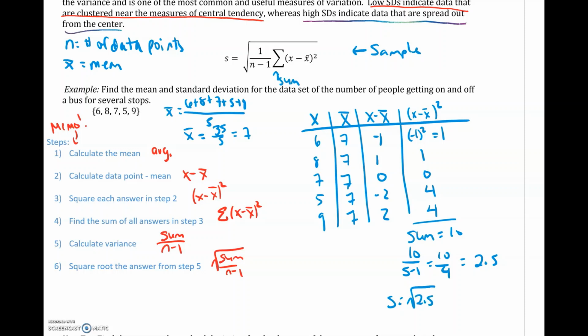That's your exact value. Let's say we want to round that to the nearest thousandth. It's going to be about 1.581. There you go. That's standard deviation. So go ahead and try the U-tries. We'll come back and check the answer.